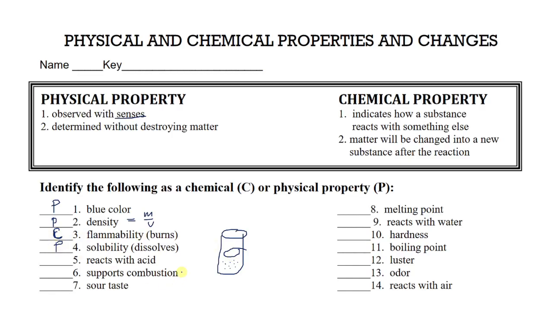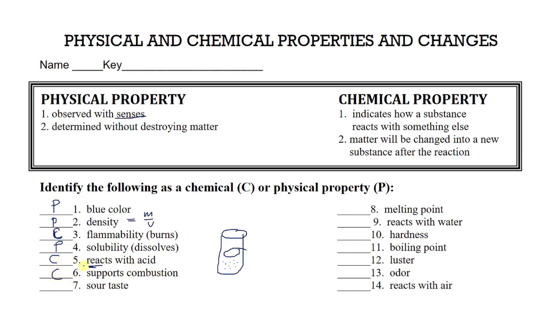Next, we have it reacts with acid. So here we have the term react. So this one is a chemical property. Next, it supports combustion. Combustion is the other term for burning. So again, when something is burning, it's reacting with oxygen. So this one is a chemical property.